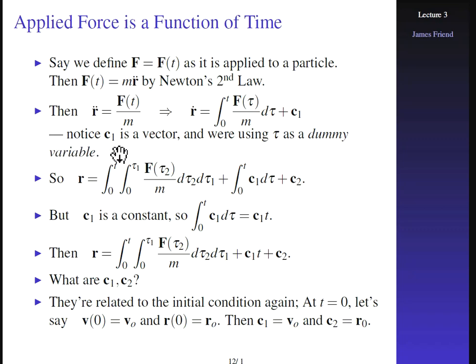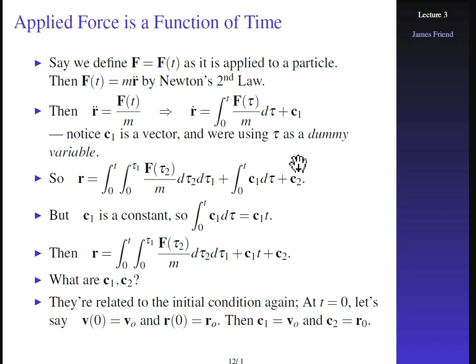Okay, if we integrate it again, we get a similar deal. I integrate from 0 to time t, the same integral we had before, over tau. I'm going to call that tau 1 this time. Then we integrate it again from 0 to tau 1, with dummy variable tau 2. It's getting a little confusing, but it's just so that we keep everything straight. You do the inner integral first, and then the outer integral after that. You also have to integrate the constant with respect to time, so that goes from 0 to time t of c1 d tau, dummy variable again.